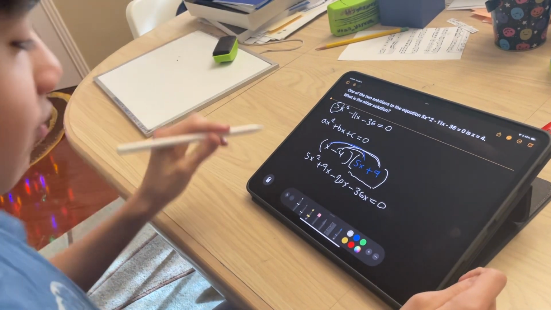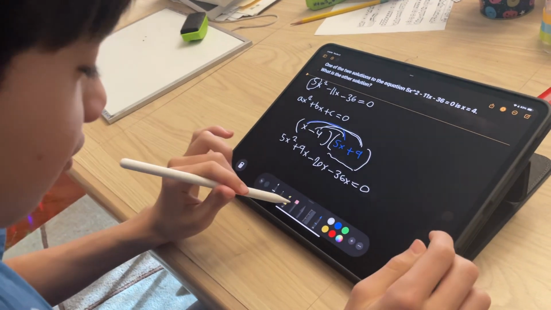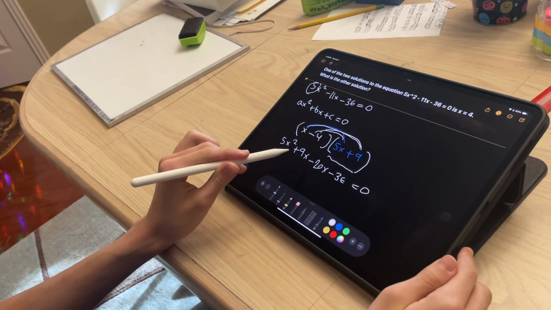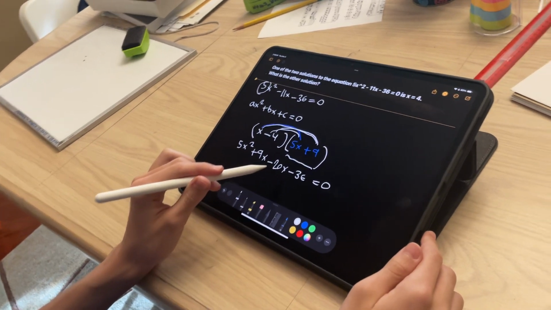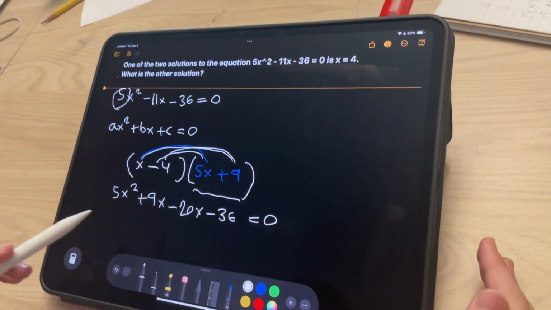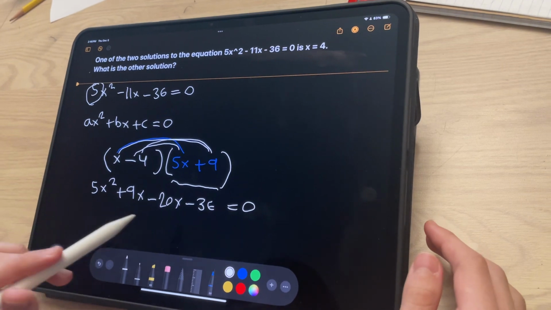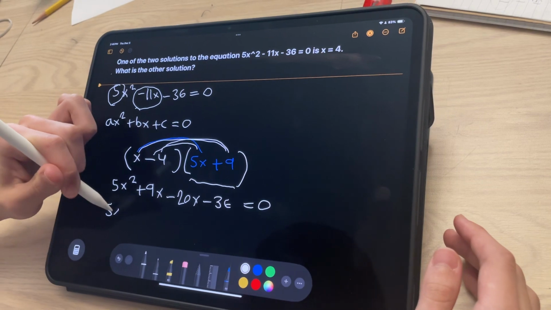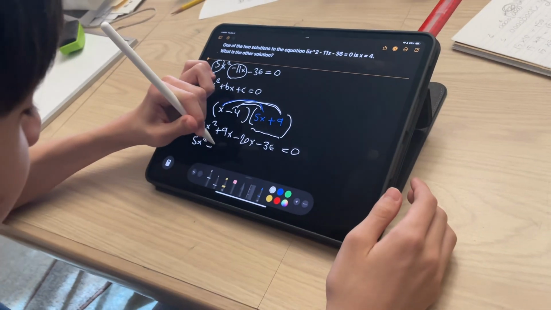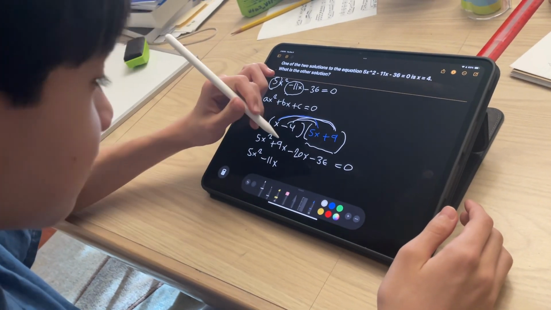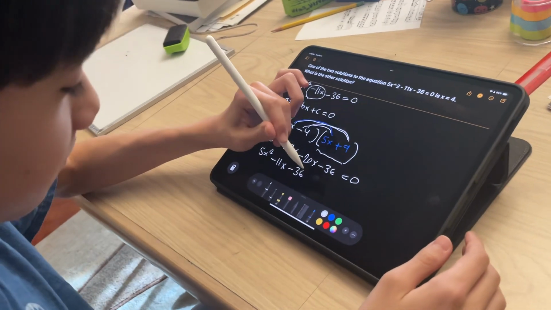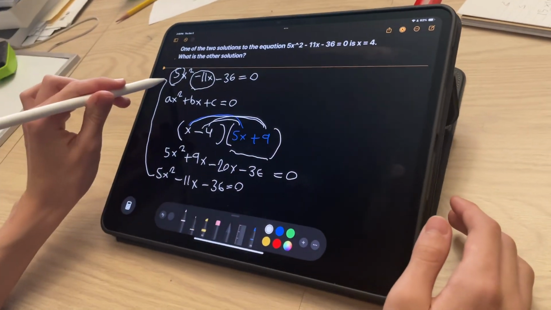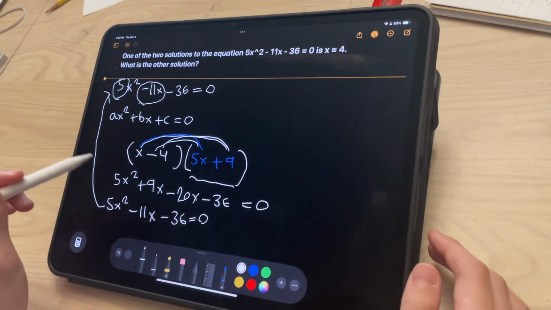From here, we can see that we have some like terms we can combine. We've got the 9x and the negative 20x. 9 minus 20 is going to be negative 11, as we had up here. So that works. Let's write our simplified form: 5x squared minus 11x minus 36 equals 0. This matches our original equation, confirming that our factorization is correct.